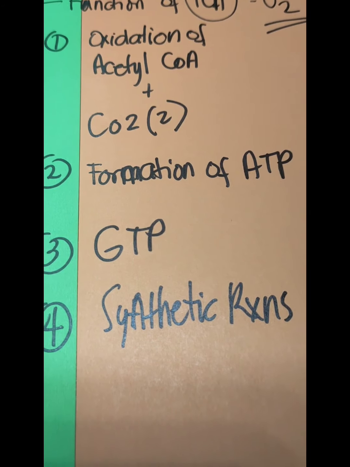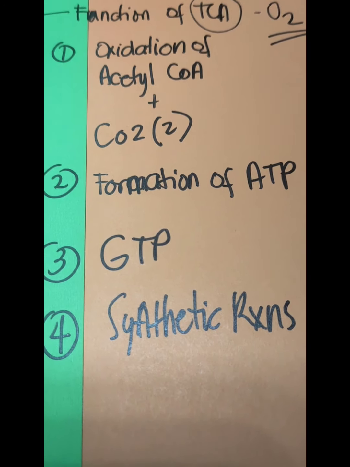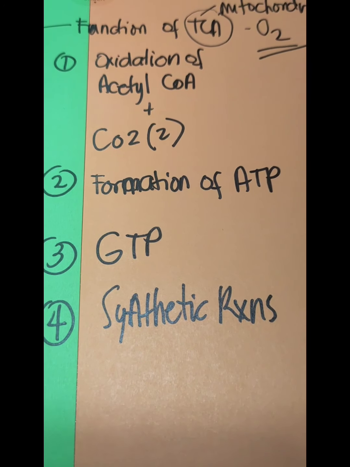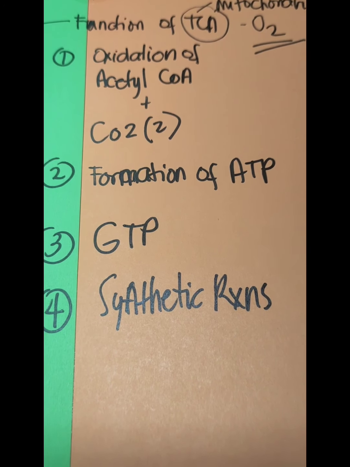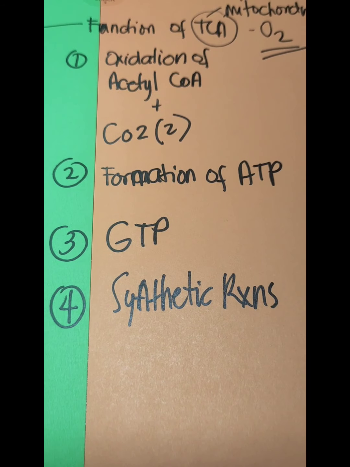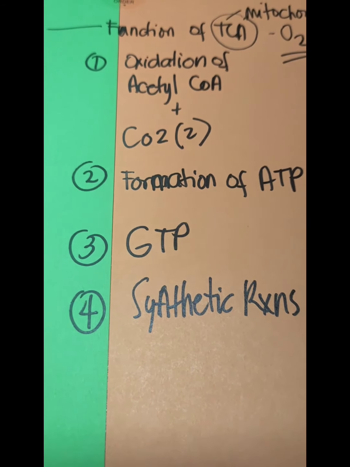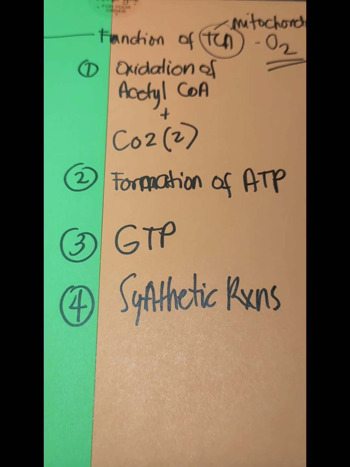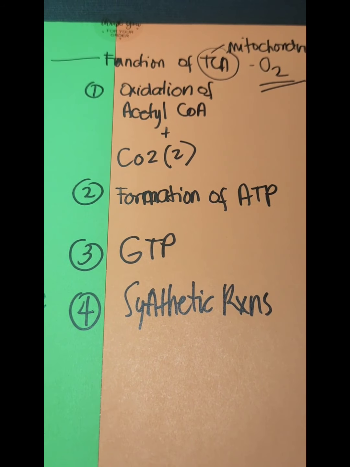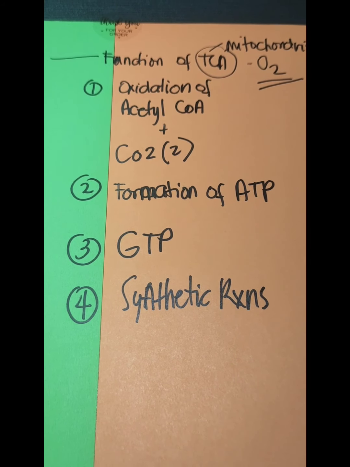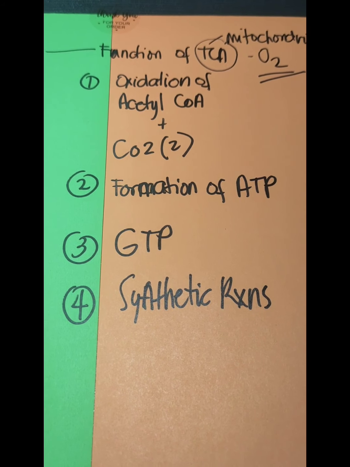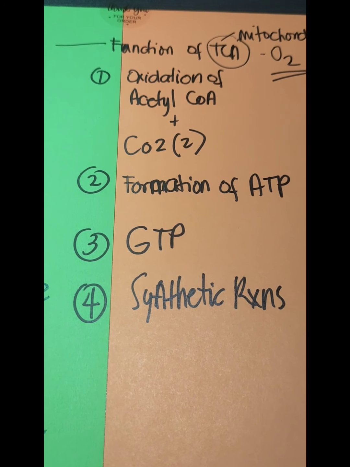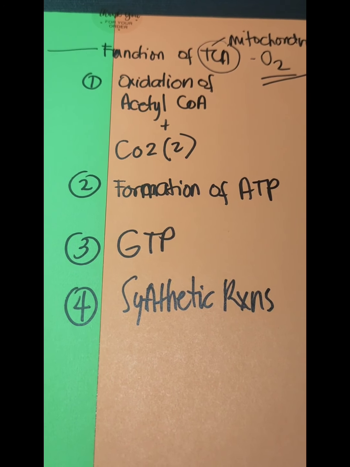thus production of carbon dioxide. There are two carbon dioxides that are being formed. Second, the formation of ATP, primarily by oxidative phosphorylation. Third, the GTP. And fourth, synthetic reactions. When we say synthetic reaction, it creates a component, or an intermediate, that can be a source of glucose kahit hindi siya carbohydrate.